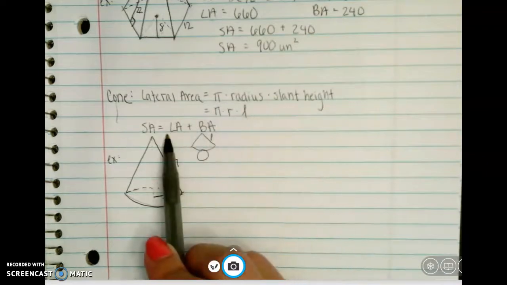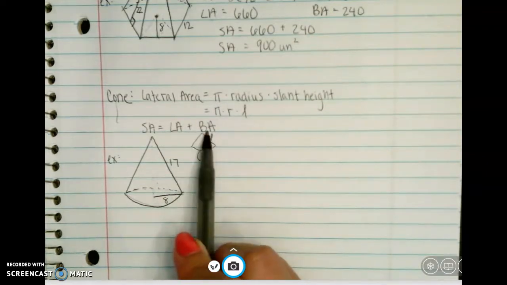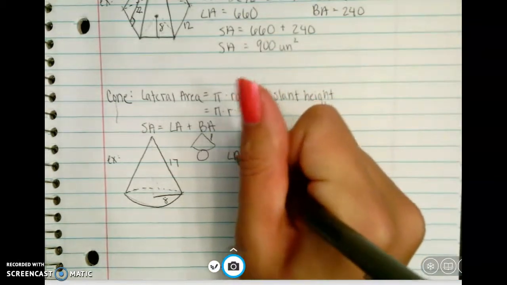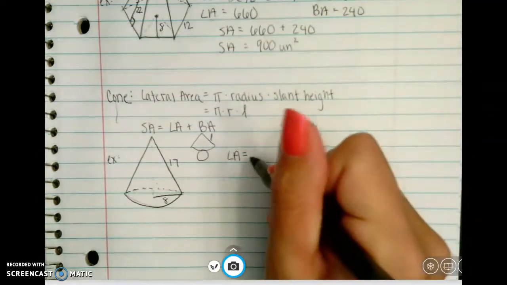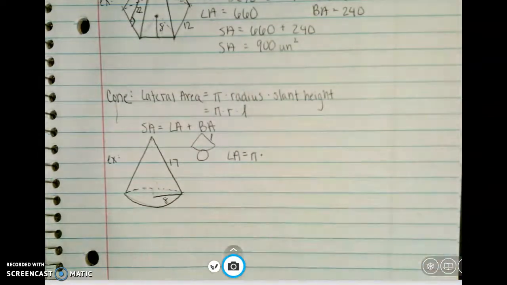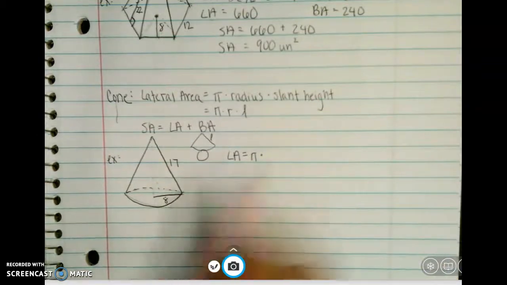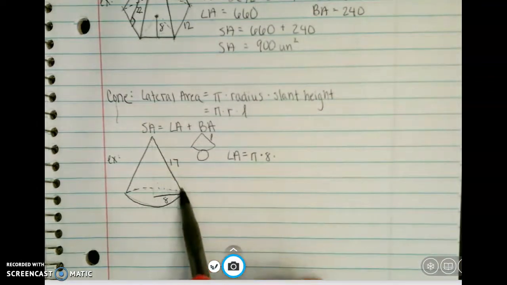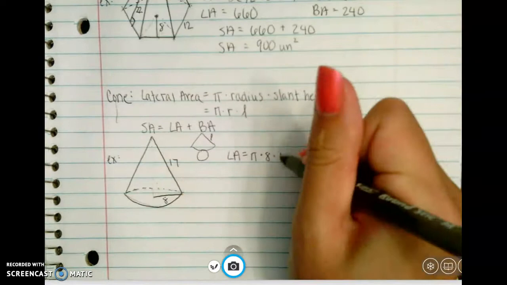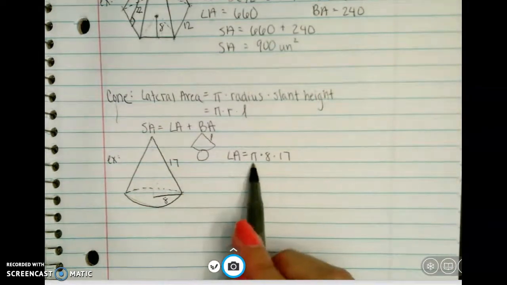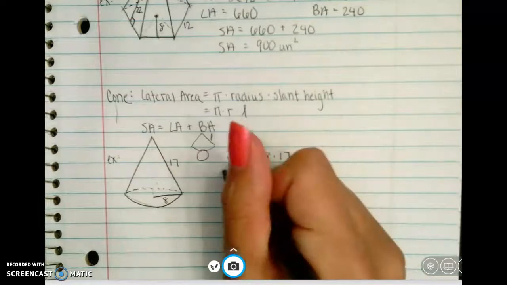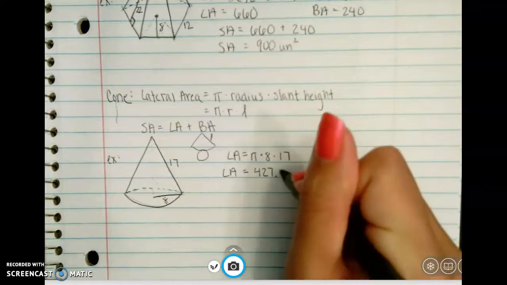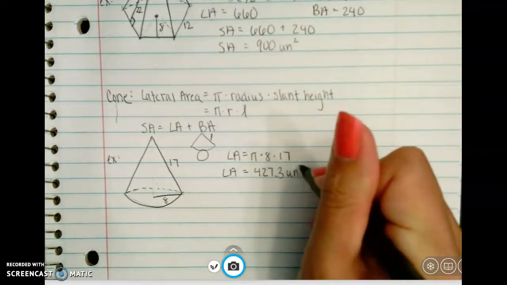And then surface area again is just the lateral area plus the base area. So just like above, if we're looking for the lateral area, we're using pi, so 3.14, times the radius, so times 8, times the slant height, again it's that length on the outside of the figure, so it's 17. So 3.14 times 8 times 17 gives us a lateral area of 427.3 units squared.